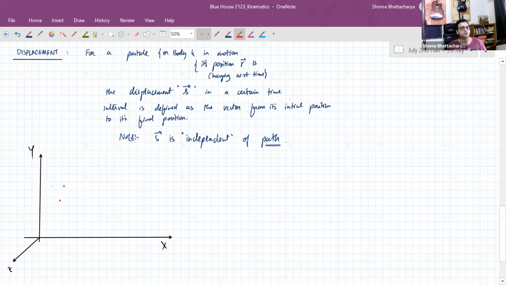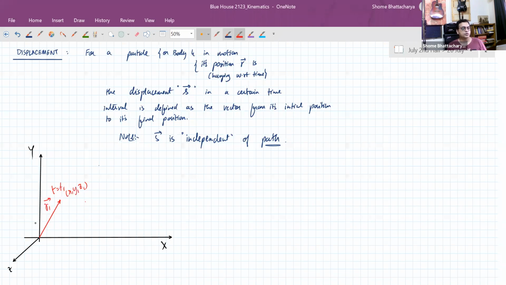So let us say the particle was located at this point at time t equal to t1. It is located at some x1, y1, z1. So we will call this position of the particle the position vector r1. This is where the particle started from.